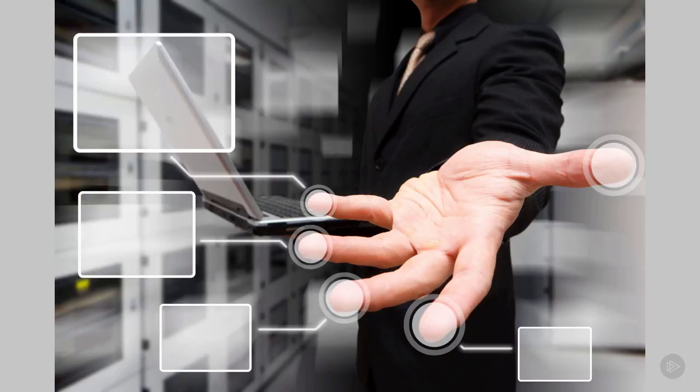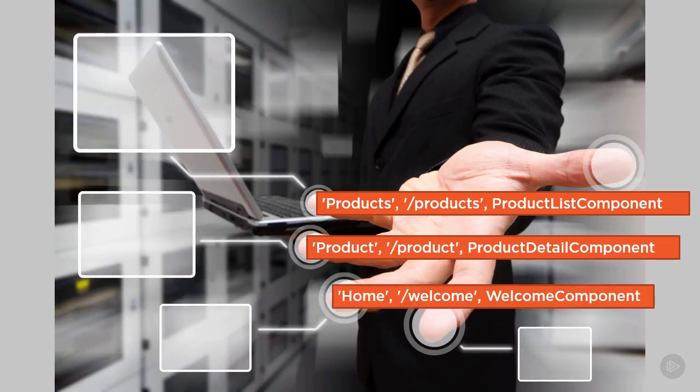Routing is component-based, so we identify the set of components that we want to provide as routing targets and define a route for each one. Configuring routes involves defining a route name, a URL segment, and the associated component. For example, to configure a route that displays the product list view, we give it a name, products, a URL segment, /products, and the associated component, product list component.